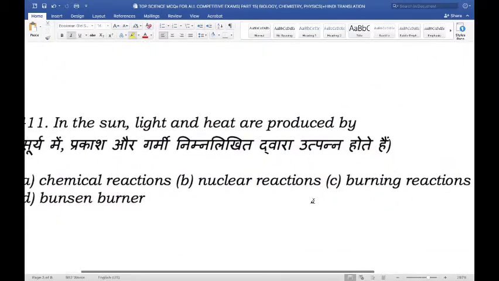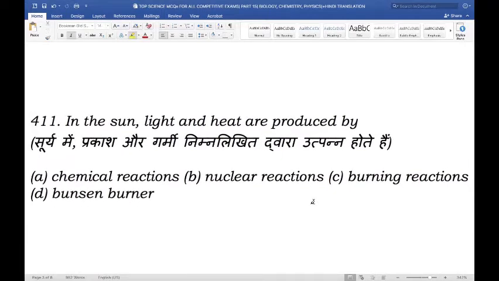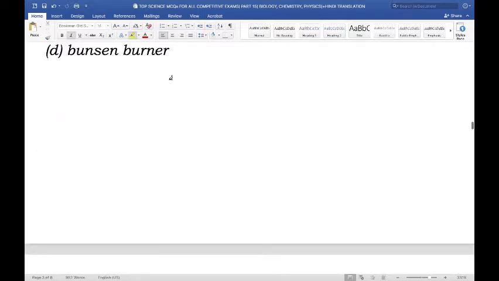Next, in sun, light and heat are produced by, so we're referring to the planet sun here. So the sun's light and heat are produced by, is it chemical reaction, nuclear reactions, burning reactions, or Bunsen reaction? And the right answer here is nuclear reaction. The sun is essentially a nuclear reaction.